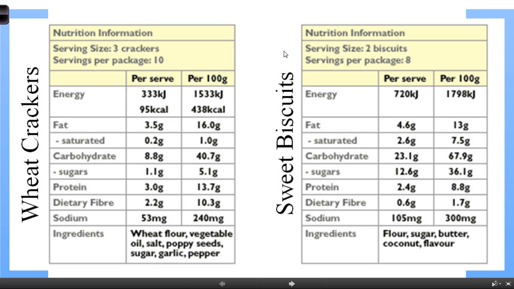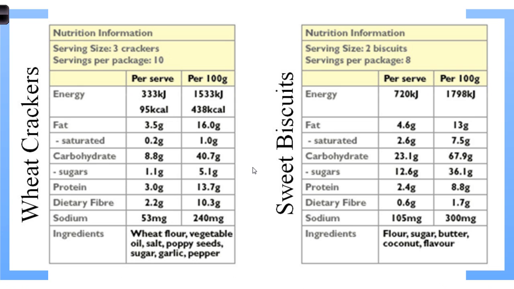So which one's got more protein? Let's have a look at that. Well, over here, 13.7 grams in 100 grams, and over here 8.8 in 100 grams. So this one's over 10% protein, and this one's under 10% protein. So our wheat crackers win out again with more protein.